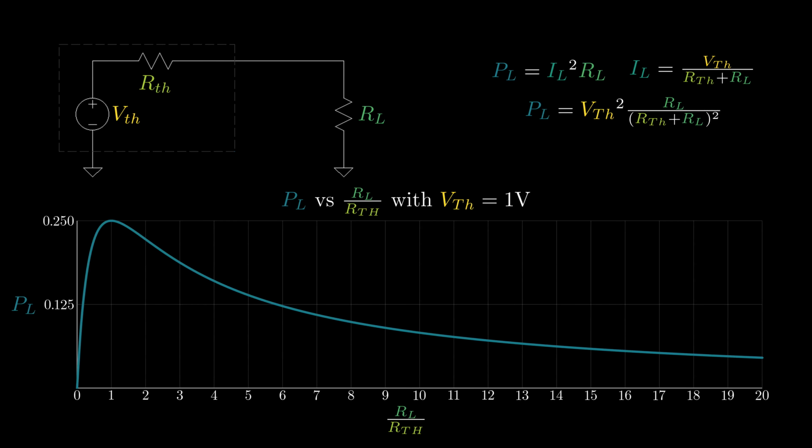When we plot PL versus the ratio of RL to RTH, we obtain the following curve. This curve is interesting, as there's an obvious peak when the ratio of RL to RTH is 1, or in other words, when RL equals RTH.